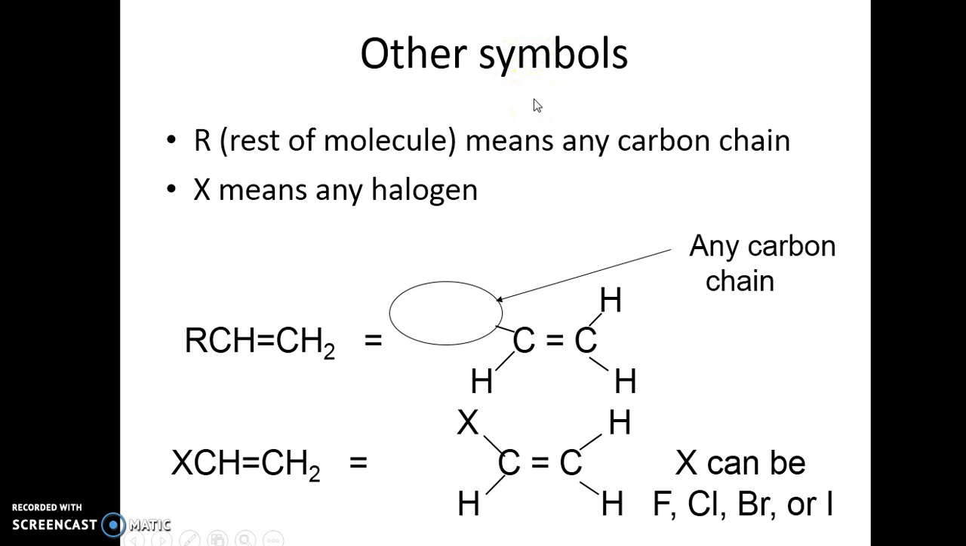Something that we use a lot is this thing that we call an R group. You can think that it stands for the rest of the molecule, and R means just any carbon chain. Another abbreviation that we use is X. X stands for any halogen. So here, this X can represent fluorine, chlorine, bromine, and iodine.